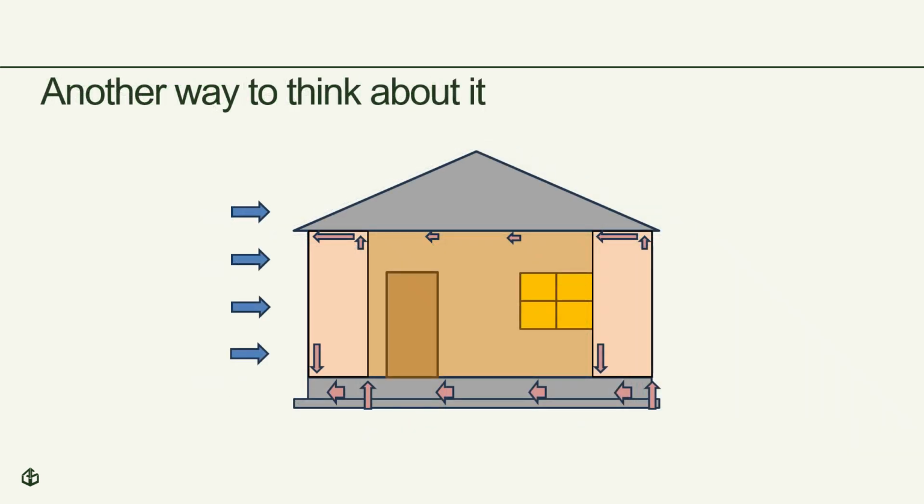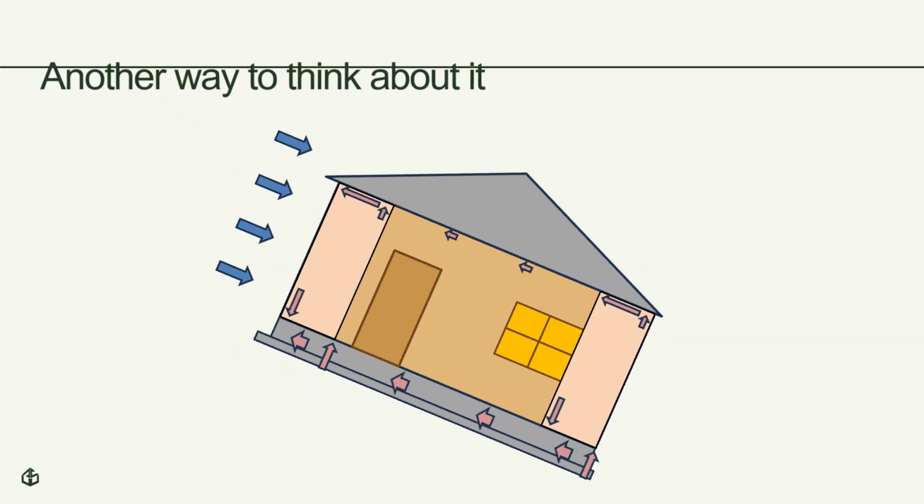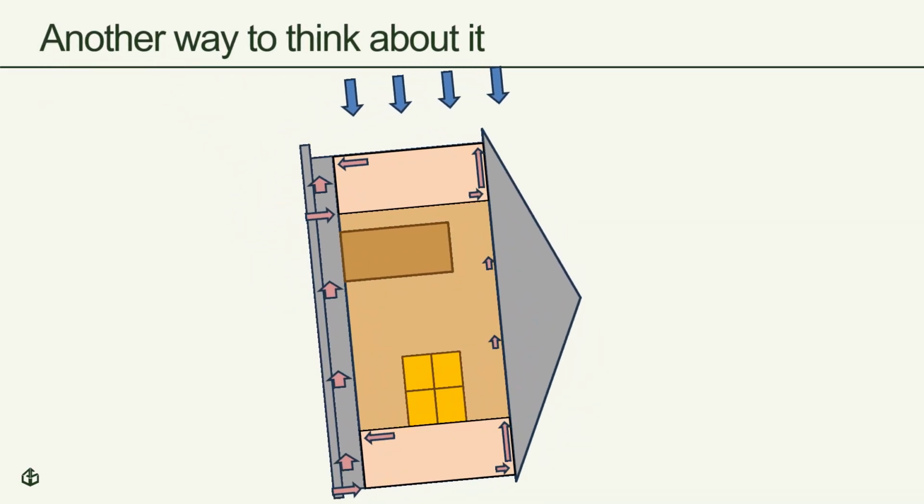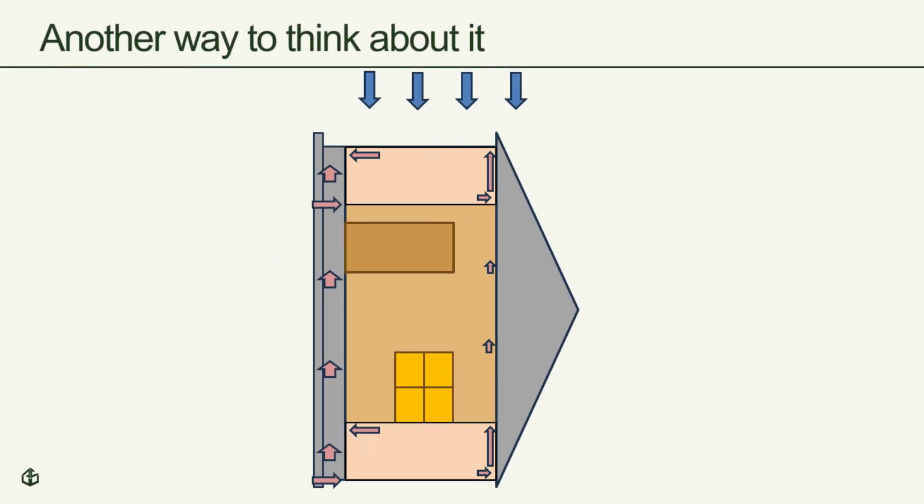Another way to visualize how lateral loads are transferred would be to turn the building sideways and think about them like a gravity load, the building hanging on a cliff.